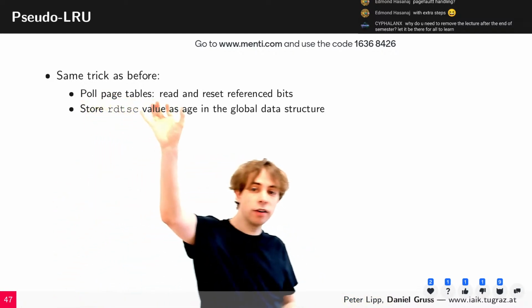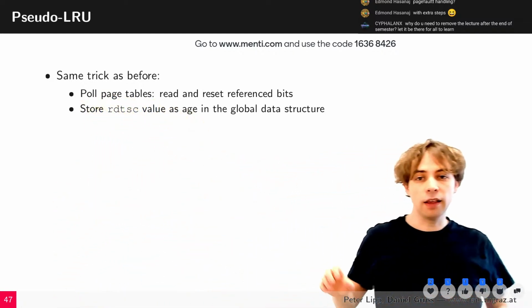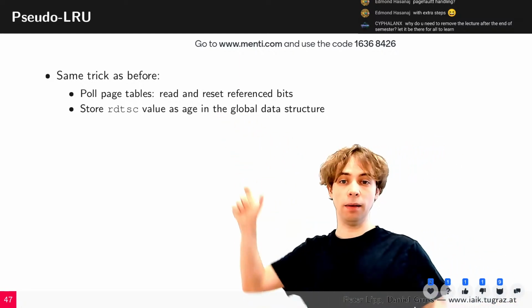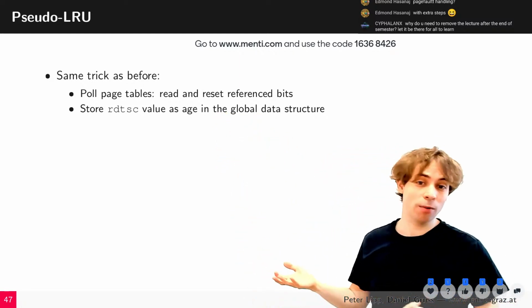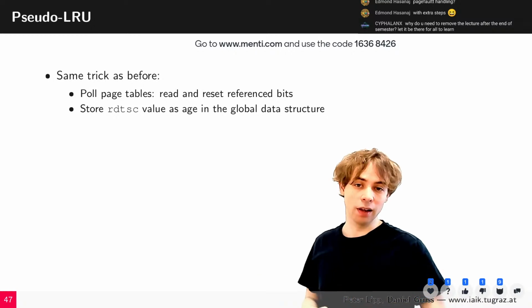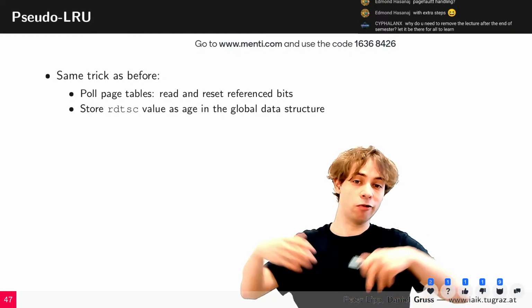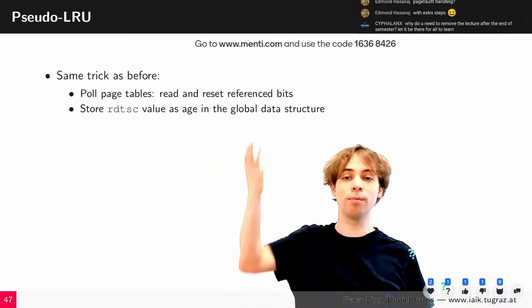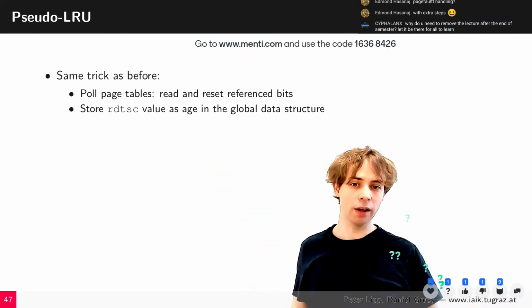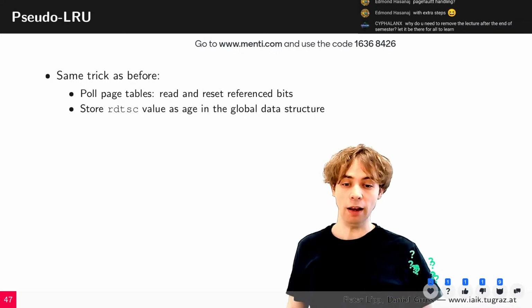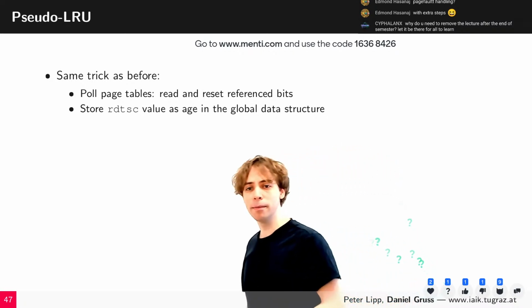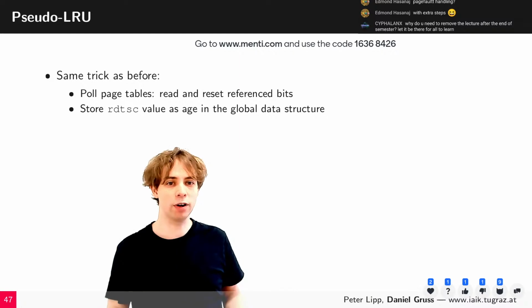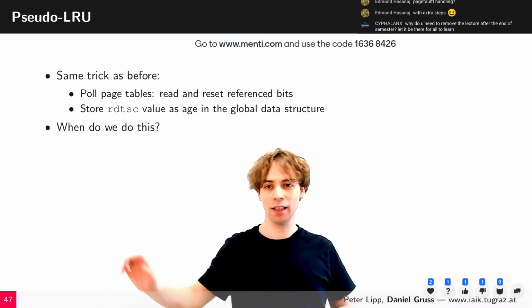Then we store the current time value in this global data structure. And I'm saying global here because it probably should be global across the entire kernel, and also in terms of a variable. Probably you will use a global variable here. Global variables are really good and you should use them. There's no reason to be afraid of global variables.